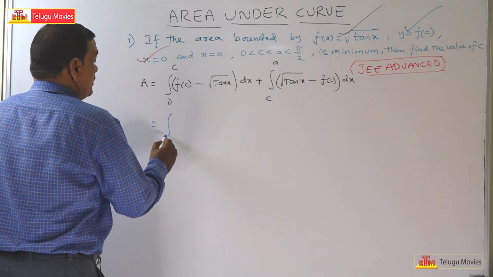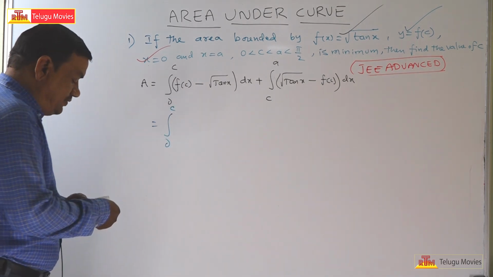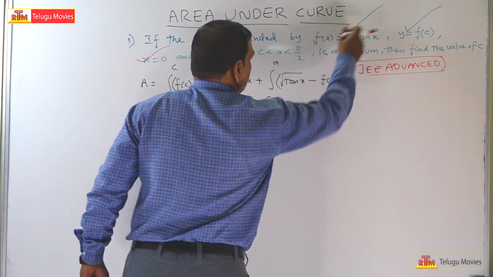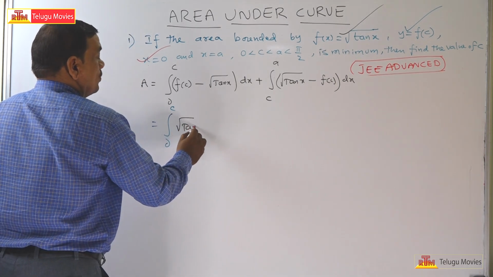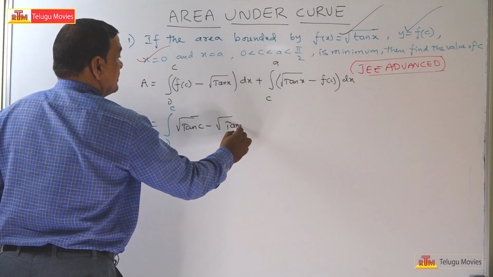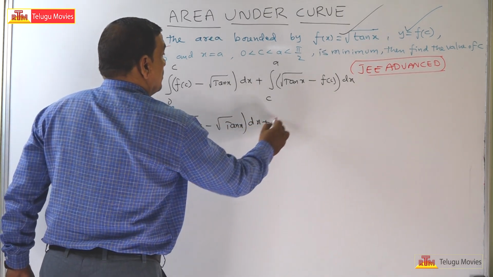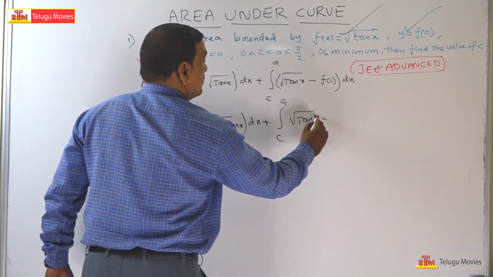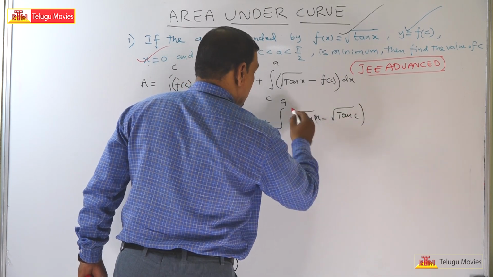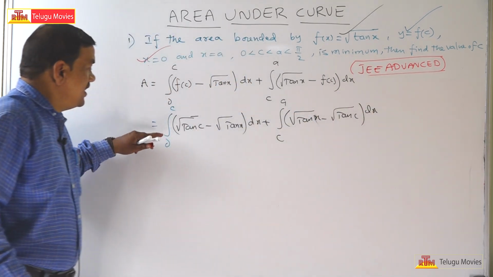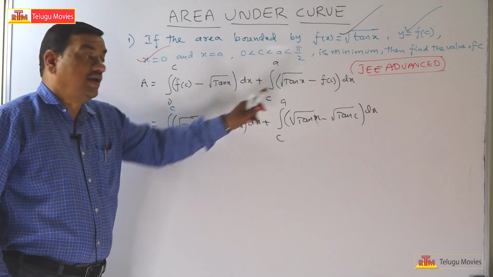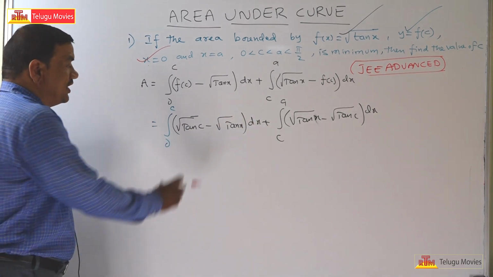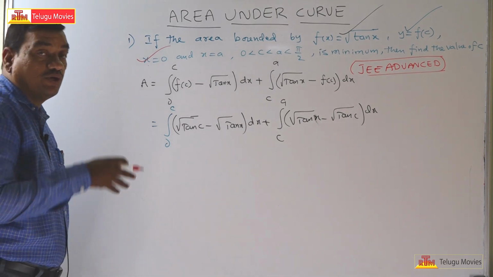So this is equal to integral 0 to c. f(c) means how much? Here f(x) is equal to root of tan x, so f(c) means root of tan c. This is equal to integral 0 to c of (root of tan c minus root of tan x) dx plus integral c to a of (root of tan x minus root of tan c) dx. Integral 0 to c, here c to a, separate for each. Here you are integrating with respect to x, so root of tan c will be a constant with respect to x.